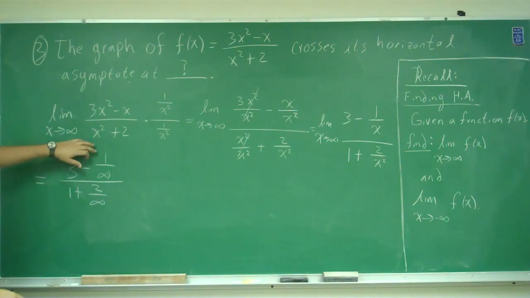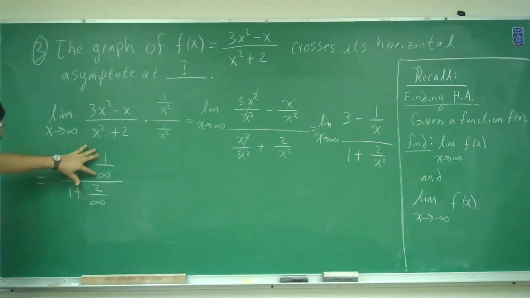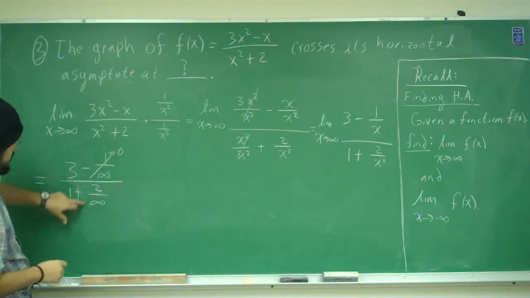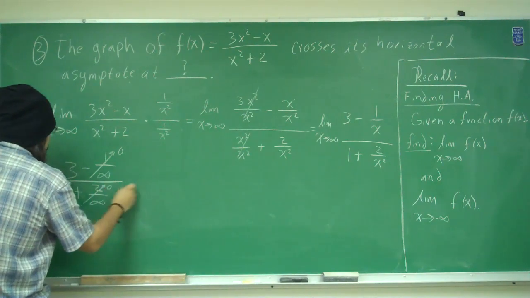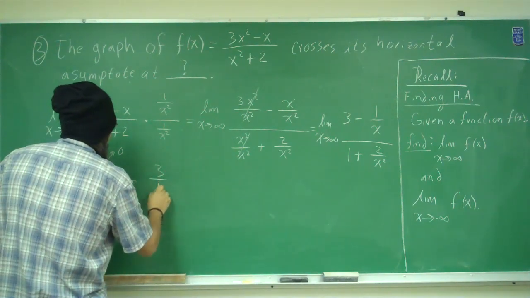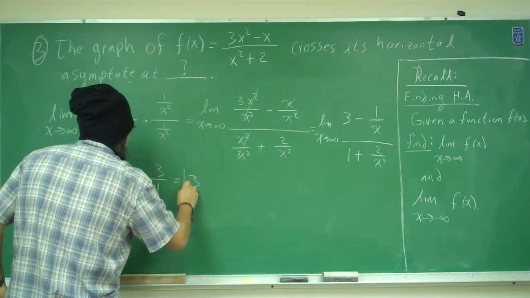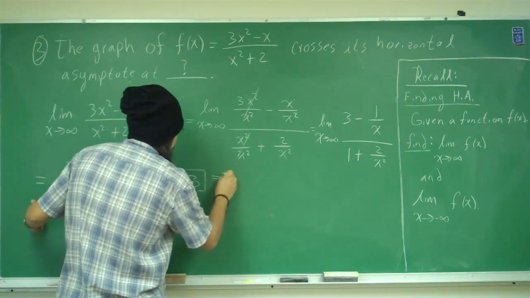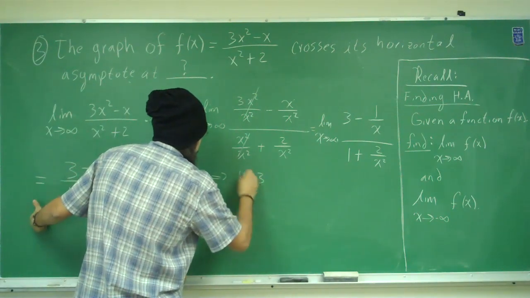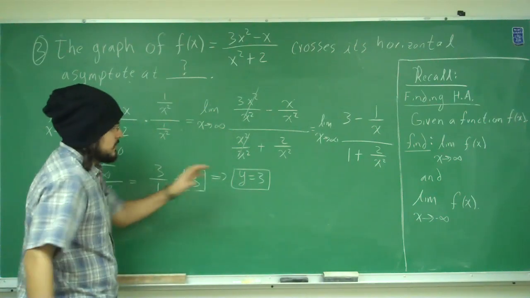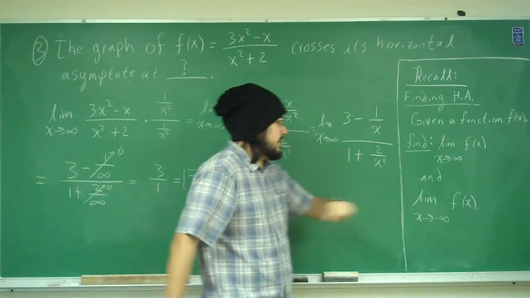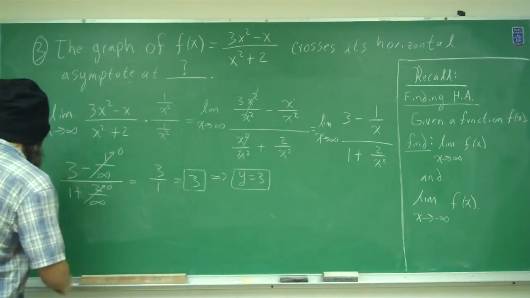But we know that 1 divided by infinity is 0, and 2 divided by infinity is also 0. So we're left with 3 over 1, therefore we're left with 3. So one of the horizontal asymptotes is y equals 3. We did the limit as x approaches infinity, now we have to do the limit as x approaches negative infinity. It's going to be very similar.